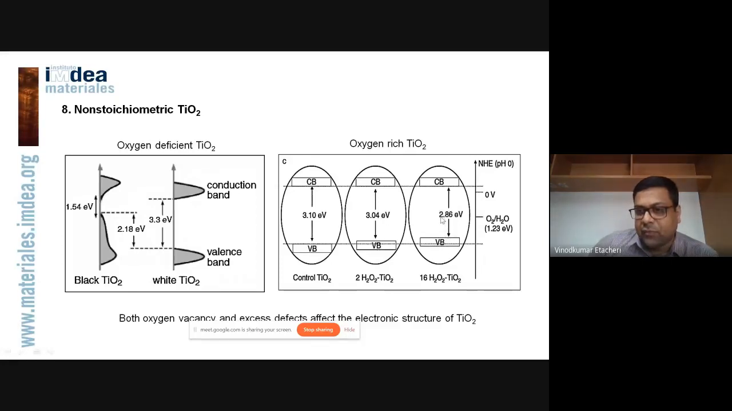So the band gap was reduced even to 2.86 electron volt to make it visible light active. So we can make the TiO2 visible light active by changing the stoichiometry, either oxygen deficiency or oxygen rich, or we can say titanium rich or titanium deficient, since the whole stoichiometry changes.